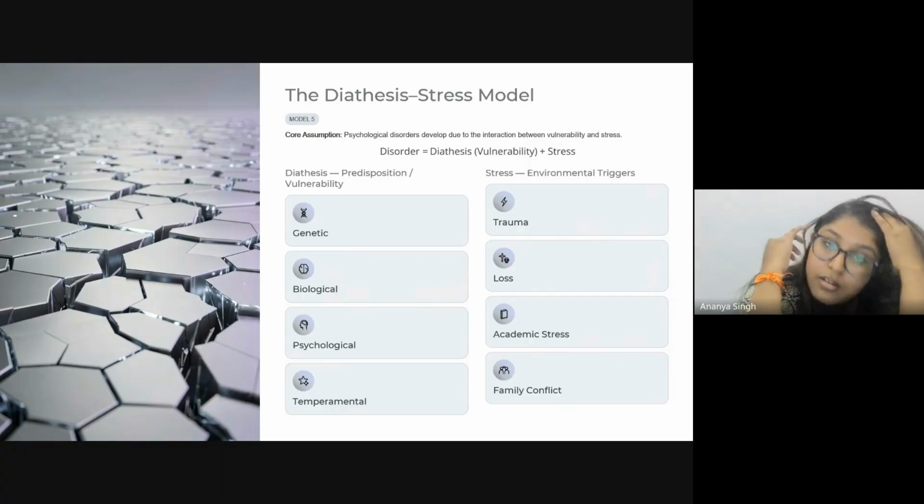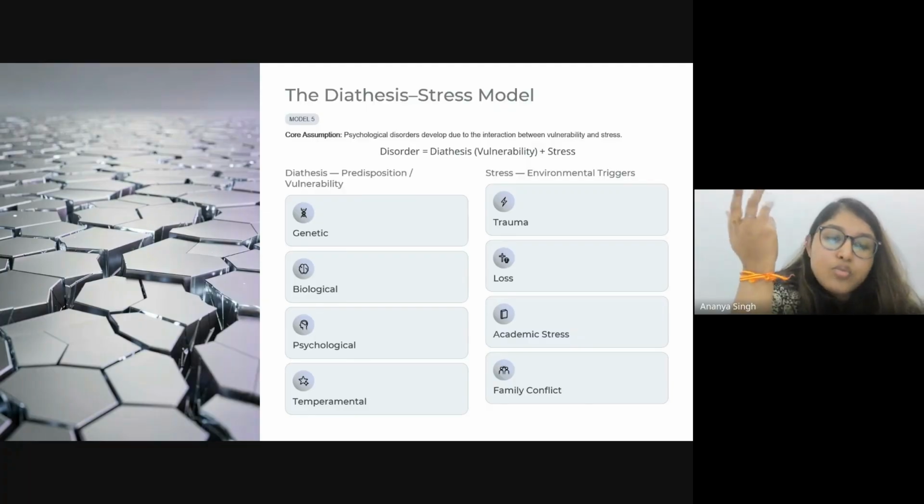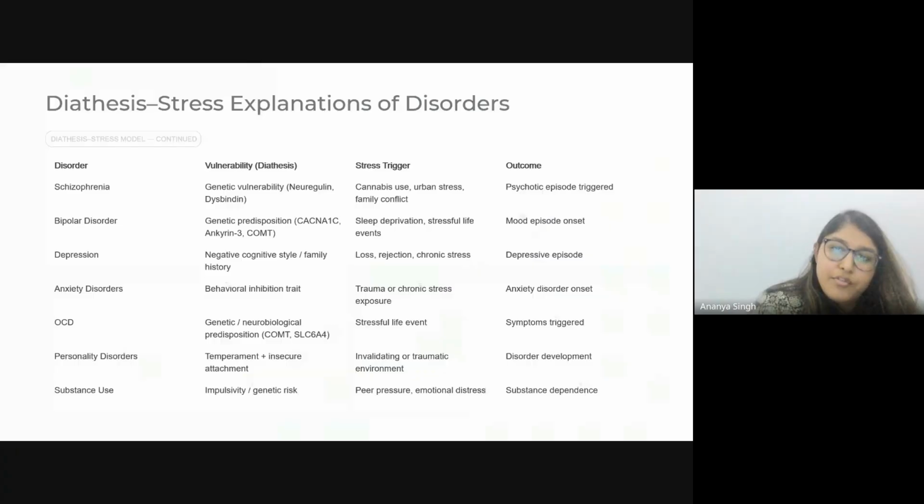So for diathesis, we have genetic predisposition. There are biological factors. There are also psychological factors that can act as diathesis. Then there are temperamental factors, which again come under psychological factors only. Then the environmental triggers, the stress part. There could be trauma, there could be loss, grief, bereavement. There could be academic stress or other situational stress, say a major life transition, or there could be conflict in the family or immediate social support could be missing. These are all things that could act as stress or environmental triggers.